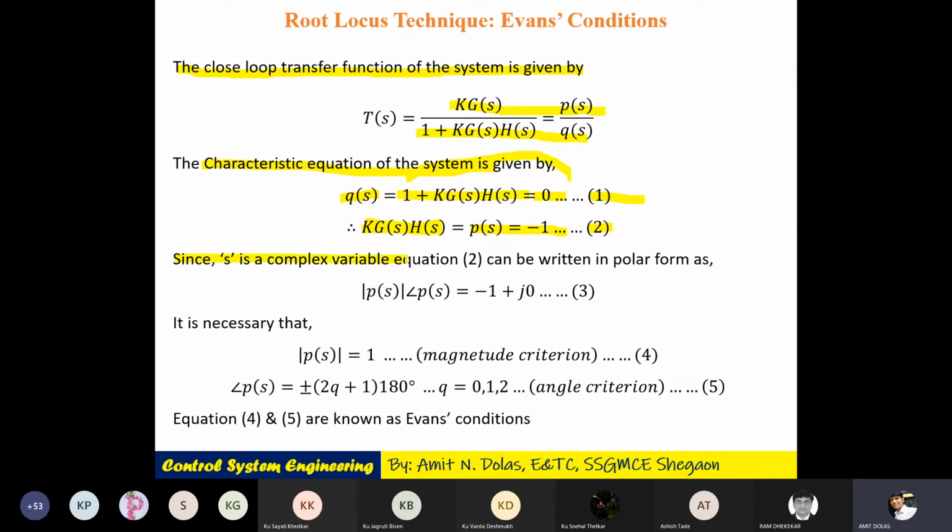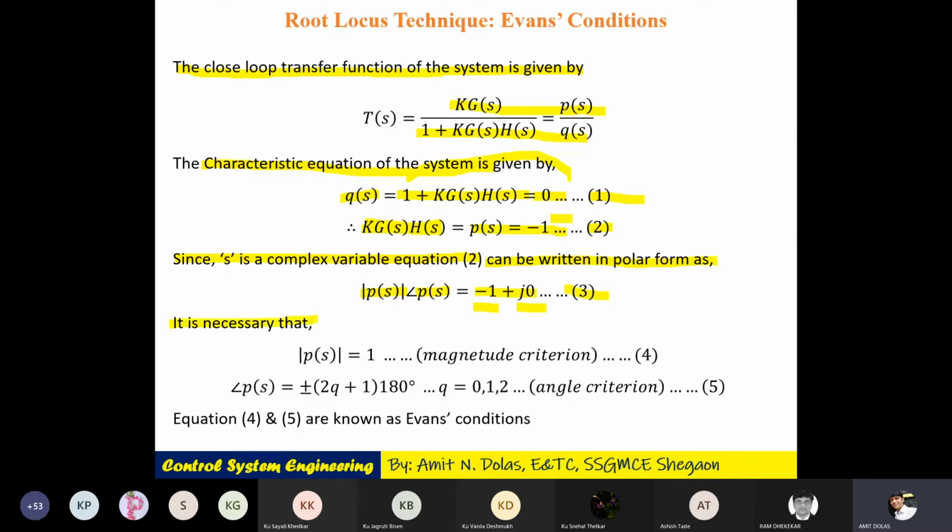Since s is a complex variable in equation 2, it can be rewritten in polar form as the magnitude of the characteristic equation, that is |p(s)|, and the angle of the characteristic equation, that is angle of p(s), in the form of real part -1 plus j0. Here the angle is not given, so -1 is the real part and j0 is the imaginary part. This is equation number 3.